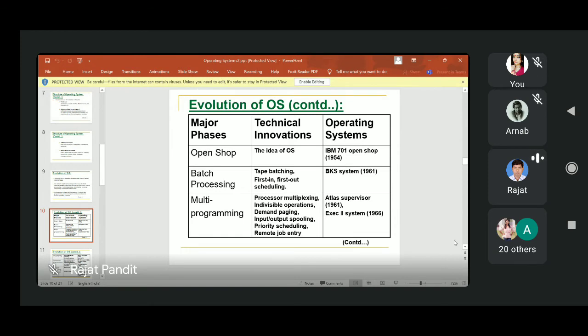Then batch processing: tape batching, file in, file out, scheduling, with the BKS system. Then multiprogramming: processor multiplexing, individual operations, demand paging, input output spooling, priority scheduling, and remote job entry. And for that, at last, the supervisor, that is the EXC2 system in 1966.